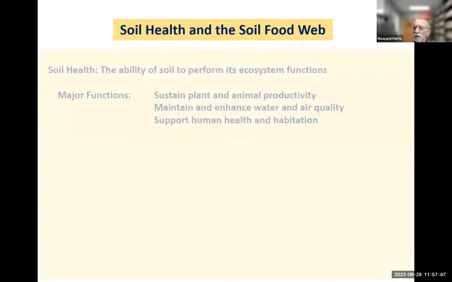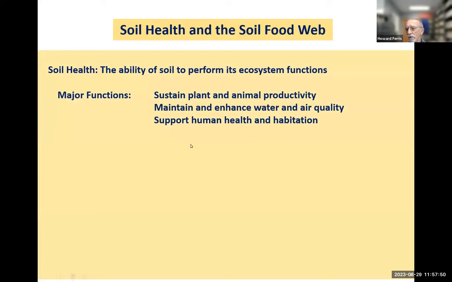So let's talk about the soil food web, and we've heard a lot about the soil food web this morning and soil health, but essentially the ability of the soil to perform its ecosystem functions, right? And so the healthier the soil, the more ecosystem functions that it's performing. Particularly, of course, we're interested in those that sustain plant and animal productivity, that maintain water and air quality, and support life on Earth, essentially.